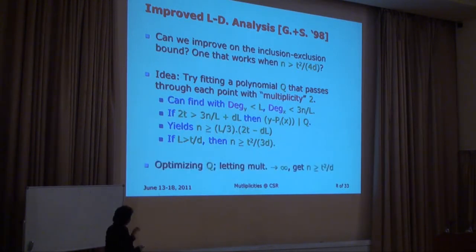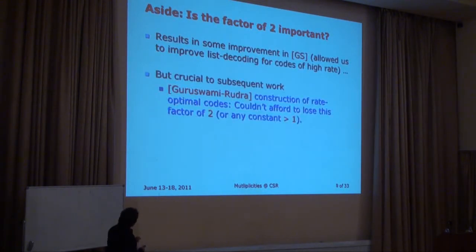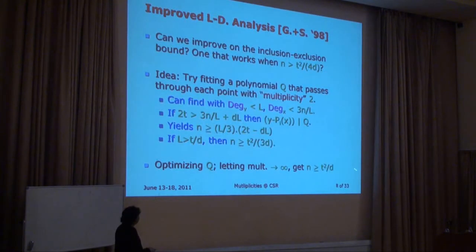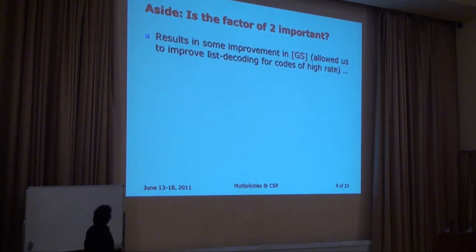It led to fairly interesting results. Let me tell you very briefly about it. Overall, all we managed was going from t squared over 4d to t squared over d. Was this really important? It turned out it was actually very important.